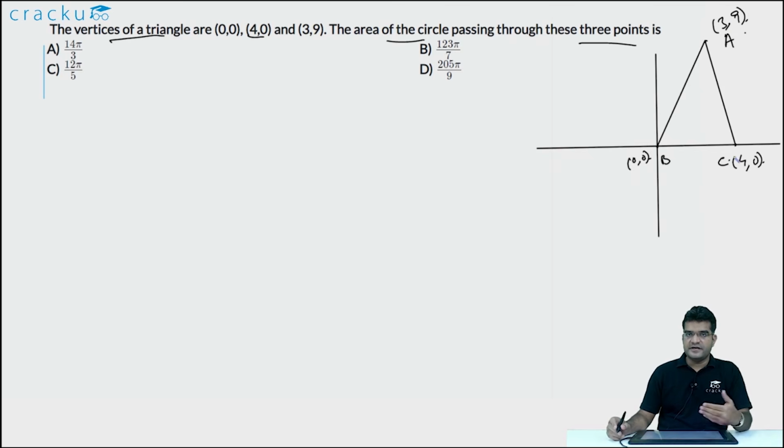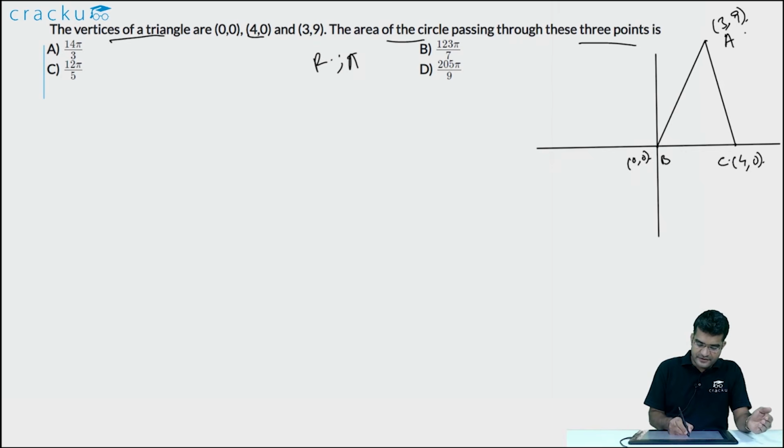So how can we find out the area of the circle which is passing through these 3 points? For that, we will have to calculate the circumradius. The circle which is passing through all the 3 vertices is the circumcircle. So if we can find out its radius, we can easily calculate its area. Once we calculate the value of r, the area of the circle will be pi r square.